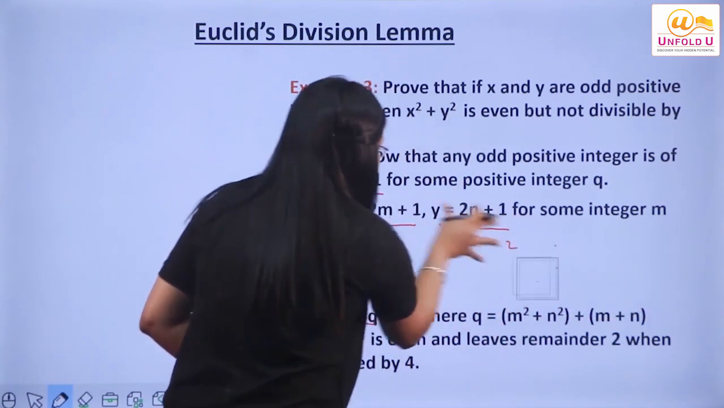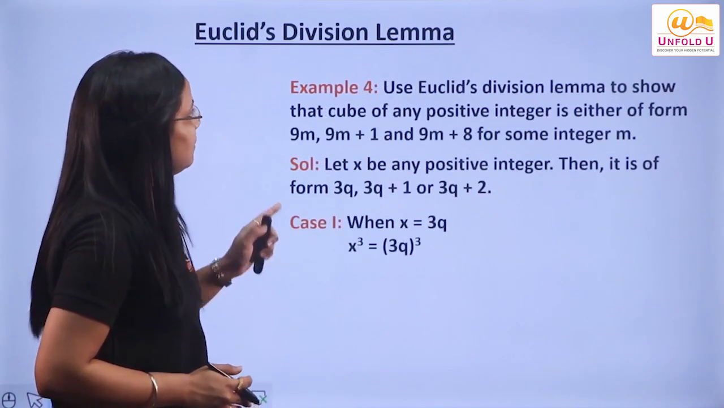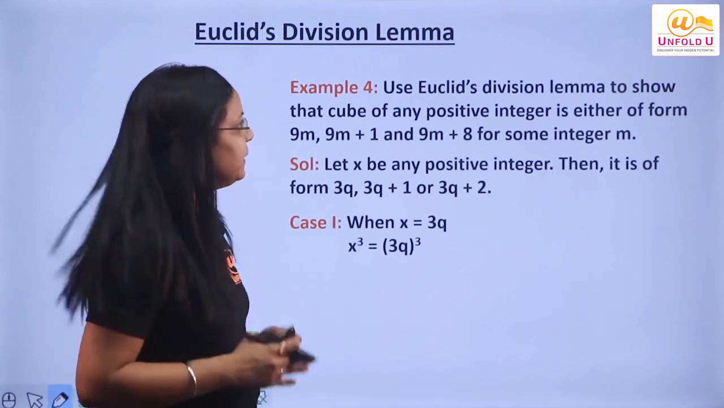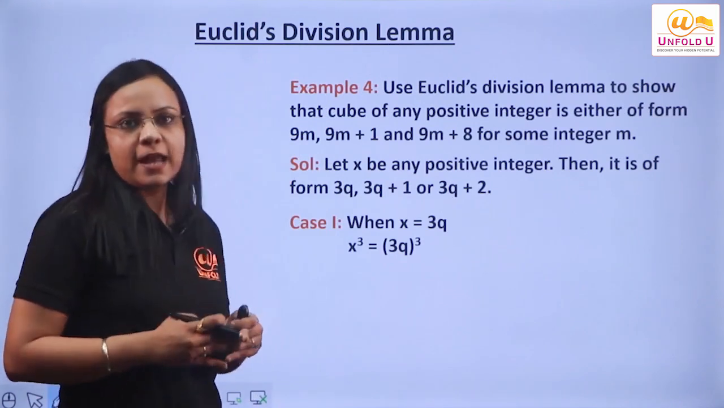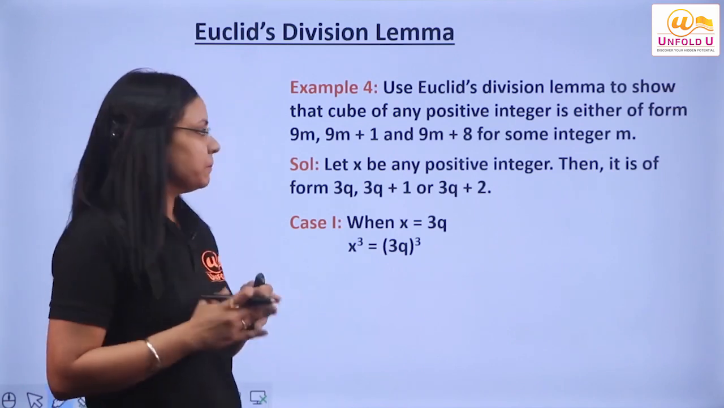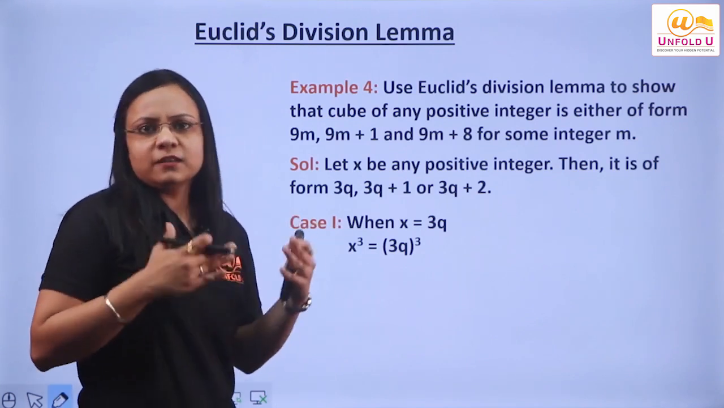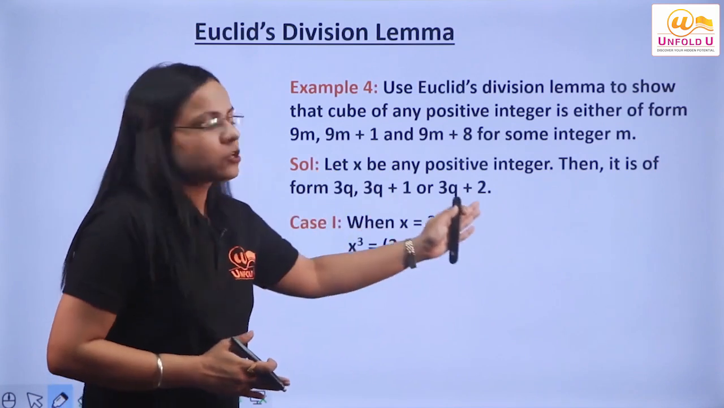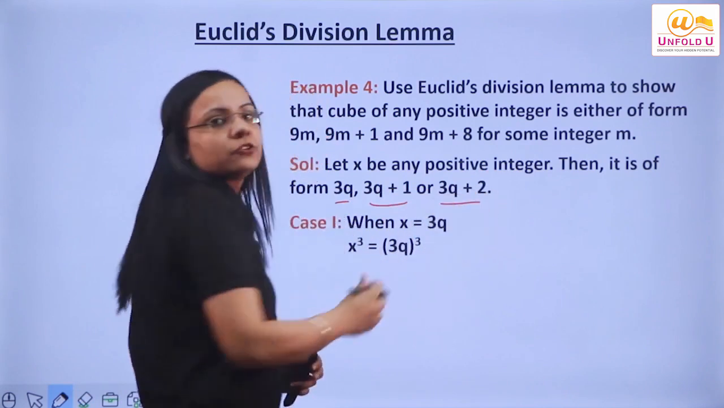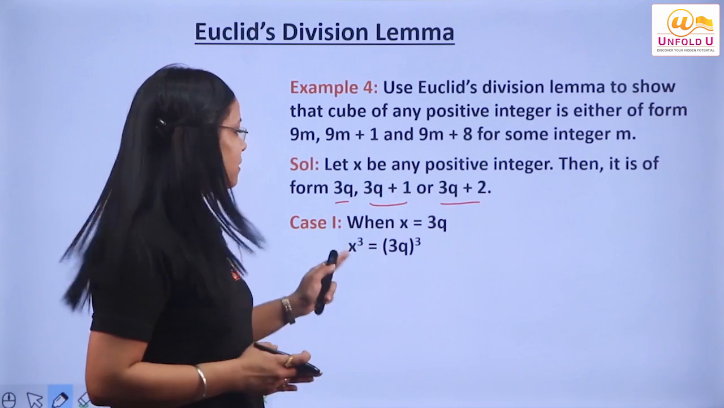So moving to the next one, we have example 4: use Euclid's division lemma to show that the cube of any positive integer is either of the form 9m, 9m plus 1 or 9m plus 2 for some integer m. First we take x to be any positive integer. We already did in the previous examples that if x is any positive integer, then it is of the form 3q, 3q plus 1 or 3q plus 2. Now we take the values of x one by one and solve it for x cube.